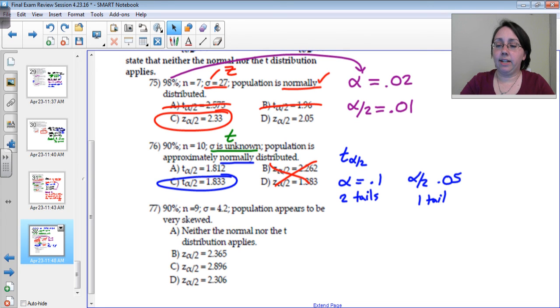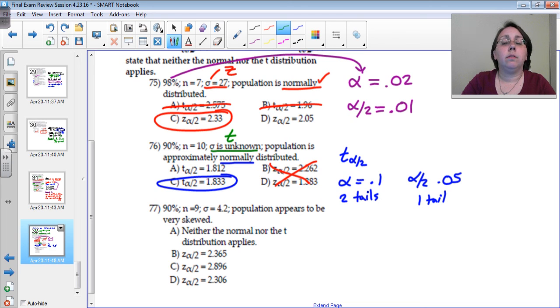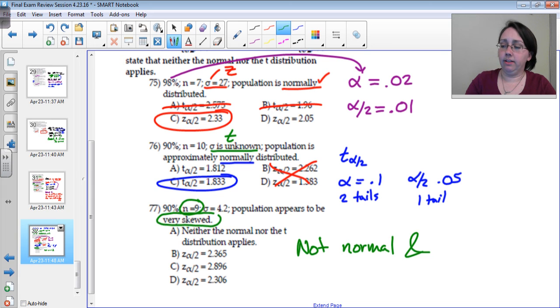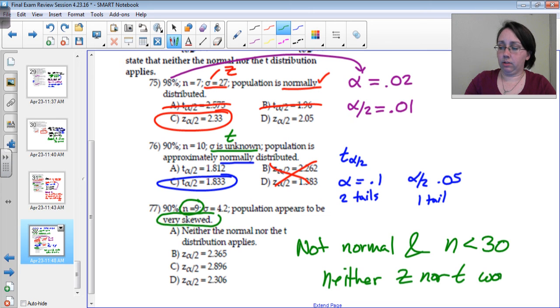What about the last one? Why? Correct. It's not normal, and N is less than 30. So neither Z nor T works.